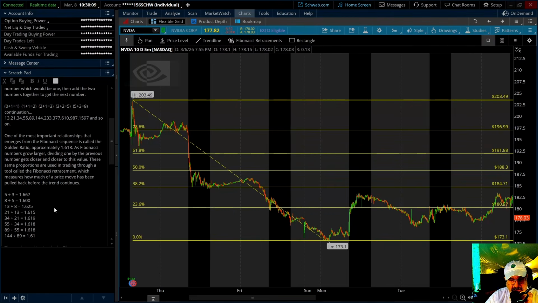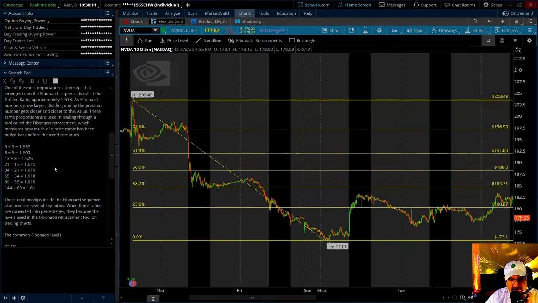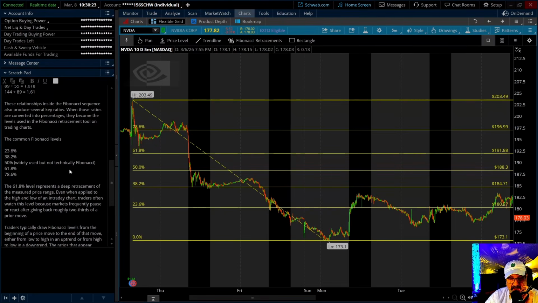And then from that relationship, the Fibonacci sequence also produces several key ratios. When these ratios are converted into percentages, they become the levels used in the Fibonacci retracement tool on trading charts. And these are the common levels right here: 23.6, 38.2, 50% on this tool, which is not technically a Fibonacci but is widely used, and then 61.8 and 78.6.